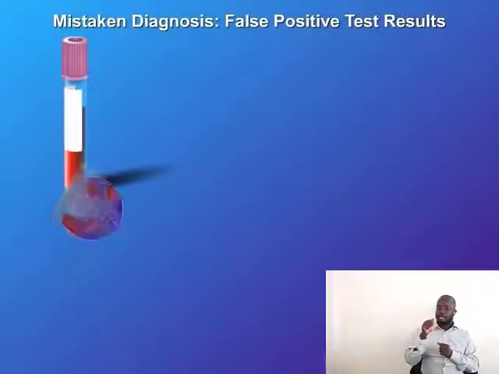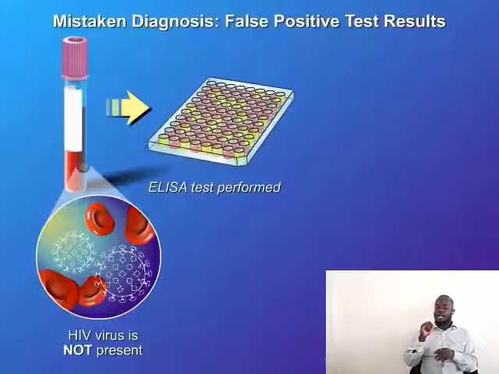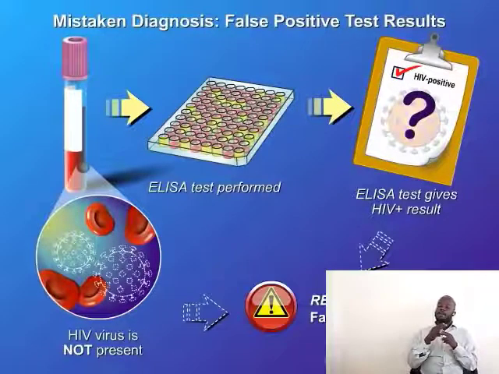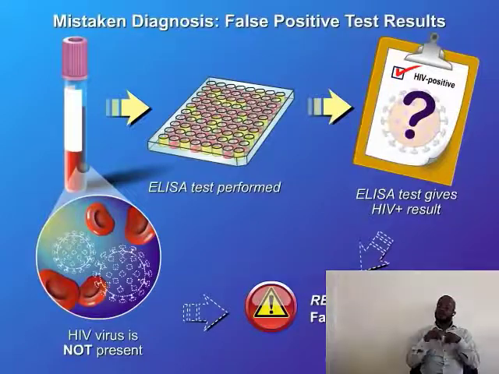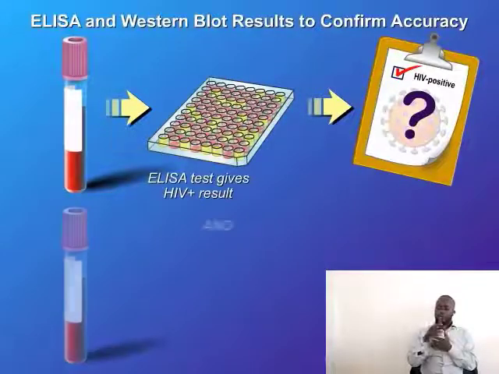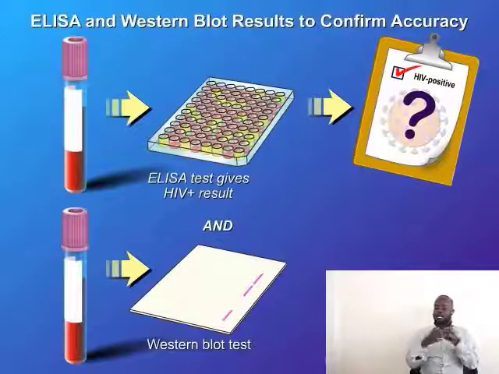While the ELISA test is very sensitive for detecting HIV antibodies, on occasion it can lead to the wrong diagnosis. For cases where the ELISA test concludes that you are HIV positive when you actually are not, this is called a false positive test result. Therefore, to double-check the accuracy of an ELISA test that concludes you are HIV positive, another sample will be tested using the Western blot procedure.